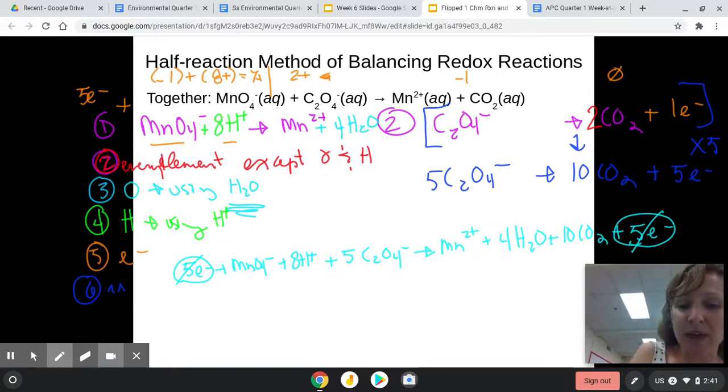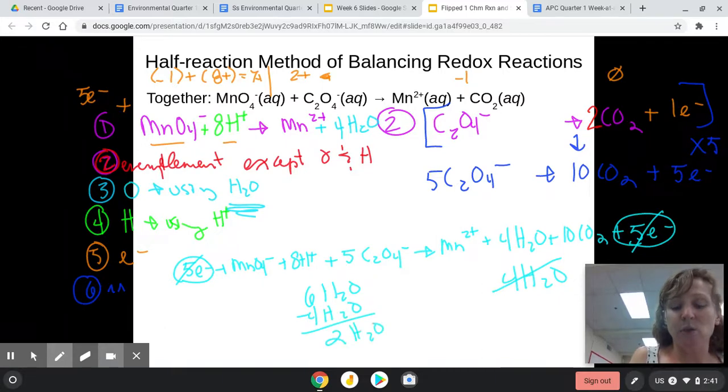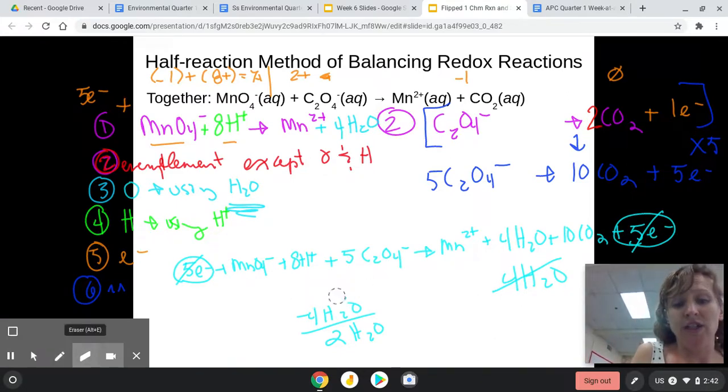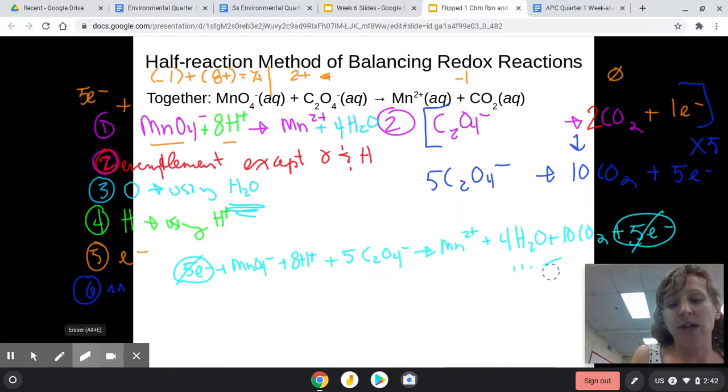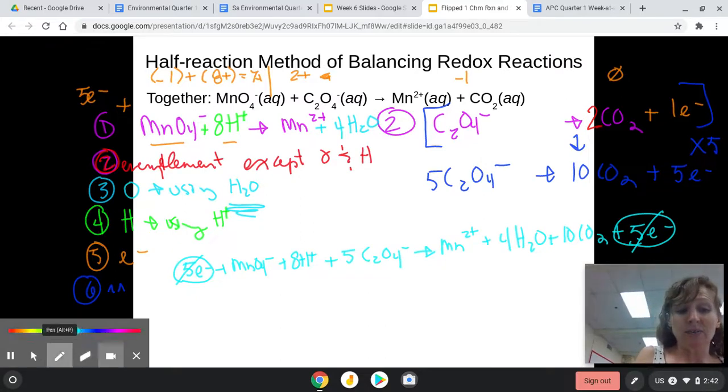Now, if, for example, I had 6 waters on this side and 4 waters on this side, what I would do is take out all of the waters and I would end up just with 2 waters on the left side and 4 on the other. So that's if water appeared on both sides of the equation and I needed to reduce them out. Or the same thing might happen with your hydrogens. Sometimes you have hydrogens appear on both sides of the equation, but in this case, I don't. And so this actually is my balanced equation.